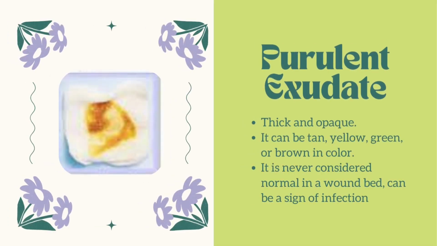Next, we have the purulent exudate. It is thick and opaque. It could be tan, yellow, green, or brown in color. And this is never considered a normal drainage from a wound bed. It could be a sign of infection. So you need to notify a nurse or doctor if you ever have a patient with this colored drainage.